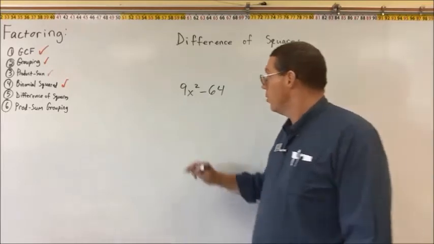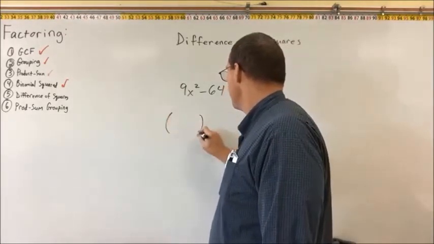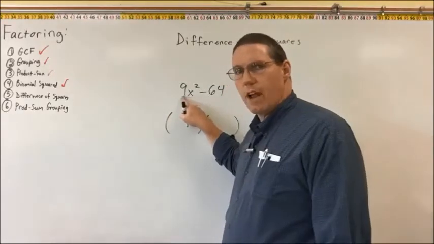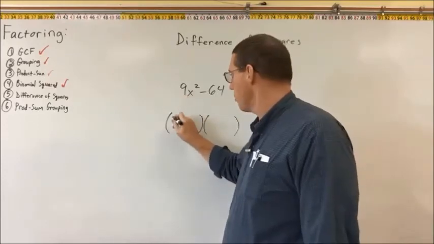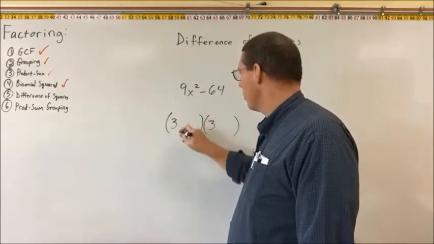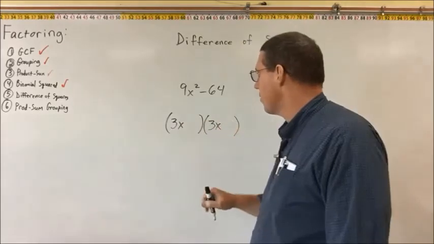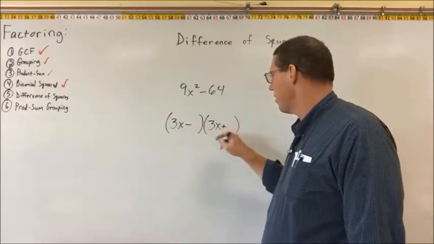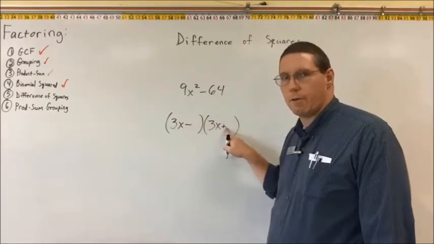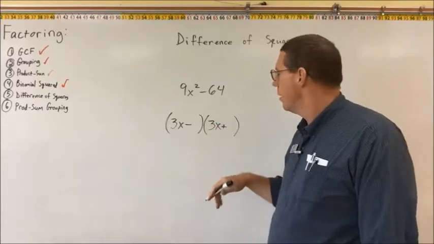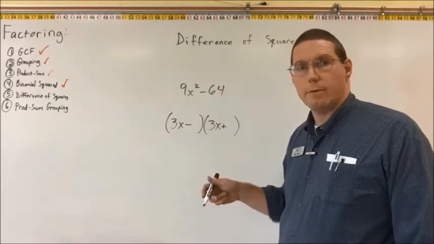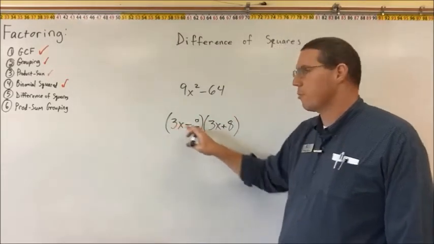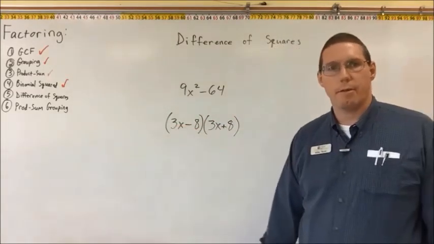All right, so hopefully you put your parentheses like this. And then here, what's the square root of 9? 3, right? Okay, so we're going to put a 3 here and a 3 here. We've got 2 x's, right? An x there and an x there. Because we got the difference of squares thing here, we're going to have a minus and a plus. And it doesn't matter whether you put the plus over here or the minus over here. You can put the minus here and the plus here. It's fine. What's the square root of 64? 8, right? So it's 8. So our 2 factors are 3x minus 8 and 3x plus 8.